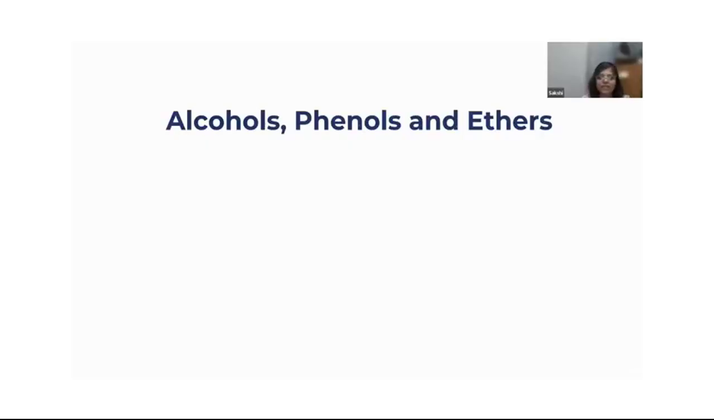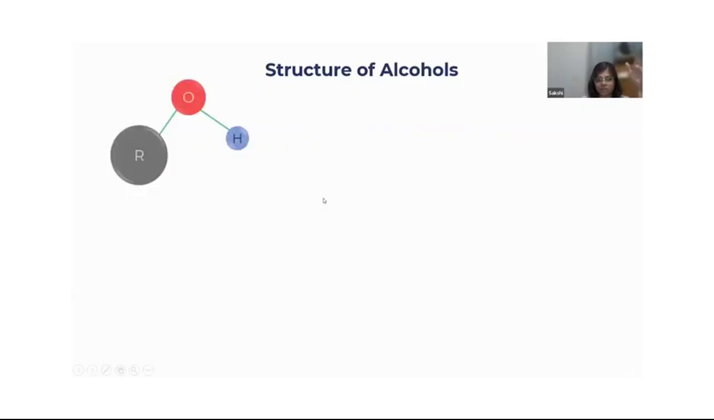Hello everyone. So the next chapter that we are studying is alcohols, phenols and ethers. That is the second chapter of organic chemistry. Very interesting. Okay, so let us start. Firstly, we will be talking about the structures of alcohols, phenols and ethers, right?